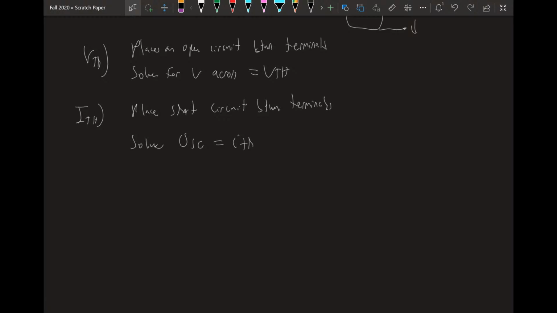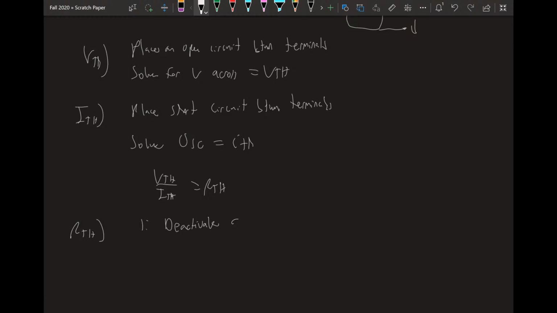Now, you can solve for R Thevenin using Ohm's law. So V Thevenin over I Thevenin equals R Thevenin. But you can also do it directly. So you can solve for R Thevenin by step 1. You're going to deactivate all independent sources.